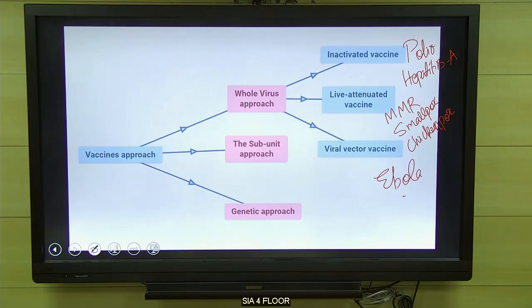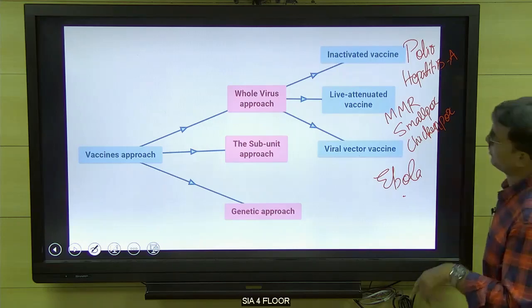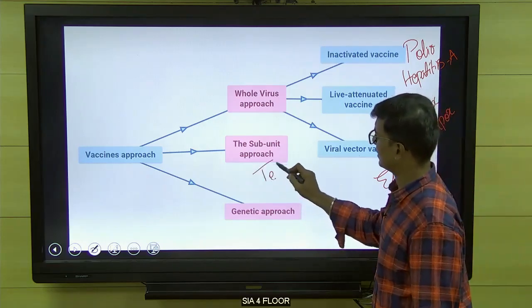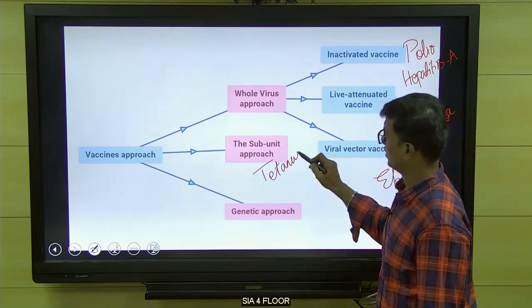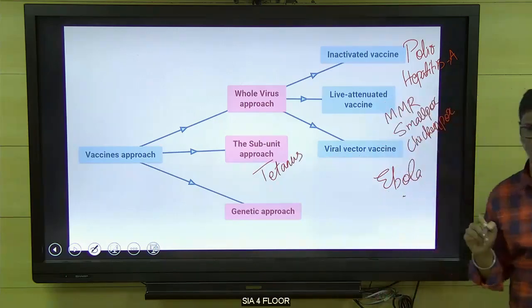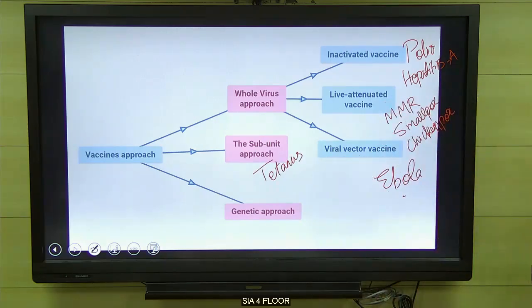Coming to the genetic approach, only the genetic material is delivered. Maybe RNA, or it may be DNA, it may be single or double helical. Any genetic material that is used to trigger an immune response is called the genetic approach. For the subunit approach, you can write the tetanus vaccine as an example. Tetanus vaccine is relatively weaker, so we use only the subunit approach.